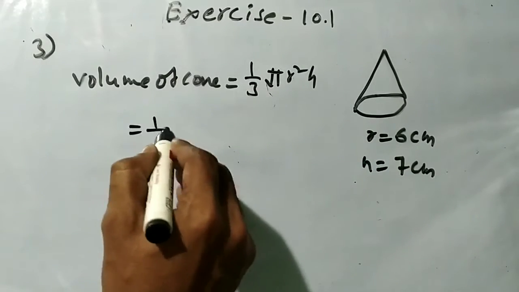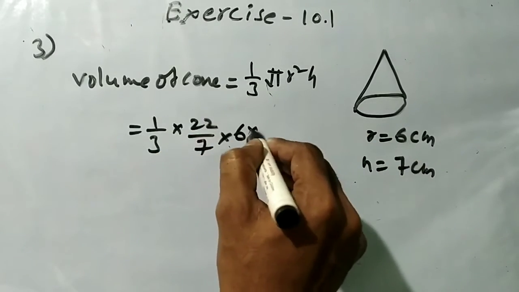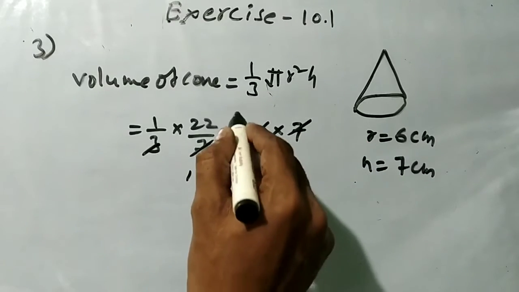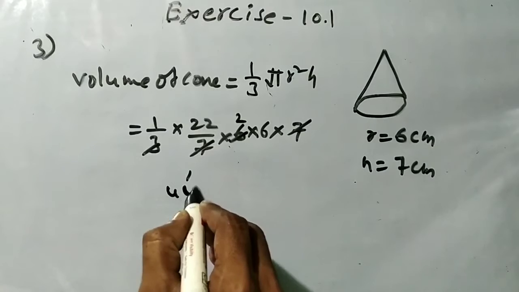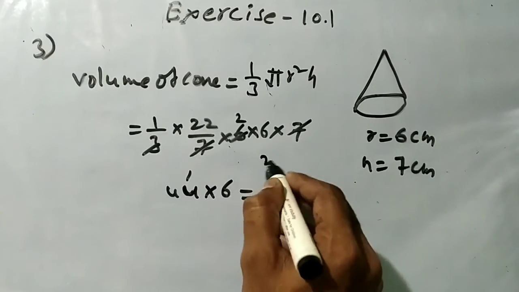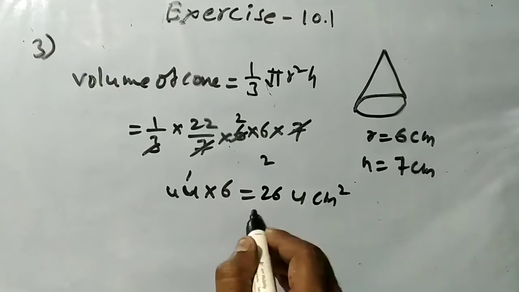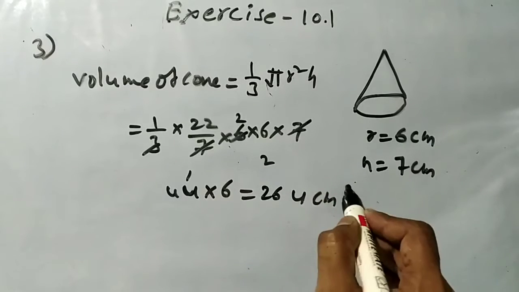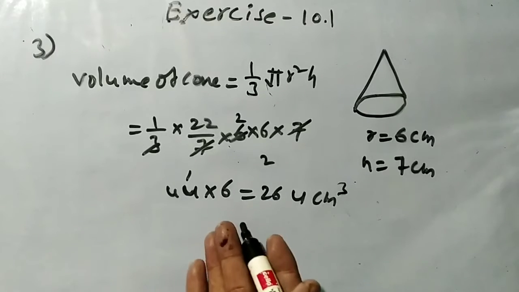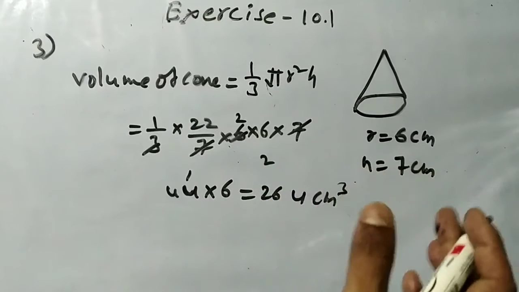So 1 by 3 into 22 by 7 into r square, which is 6 into 6, into 7. So 7 and 7 get cancelled. 3 ones are 3, 3 twos are 6. So 44 into 6: 4 sixes are 24, that is 4 and 2 carry, 6 fours are 24, 24 plus 2 is 26. So 264 centimeter cube is the volume, volume in cubes. You can do these kinds of questions easily just by substituting the formula and values.